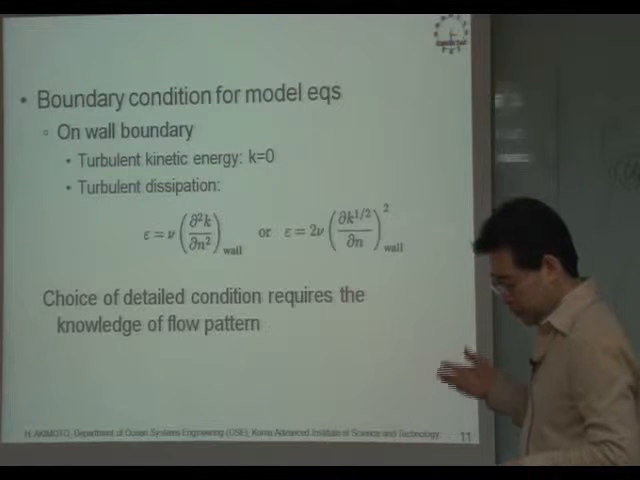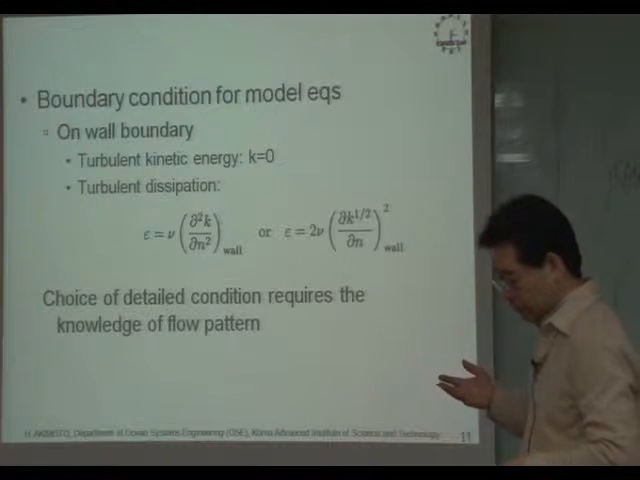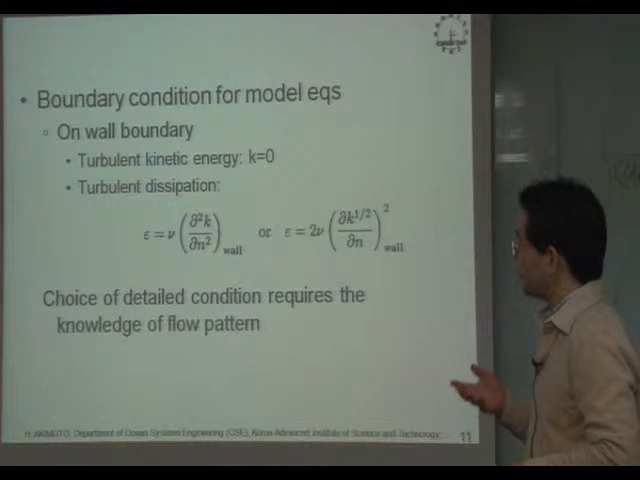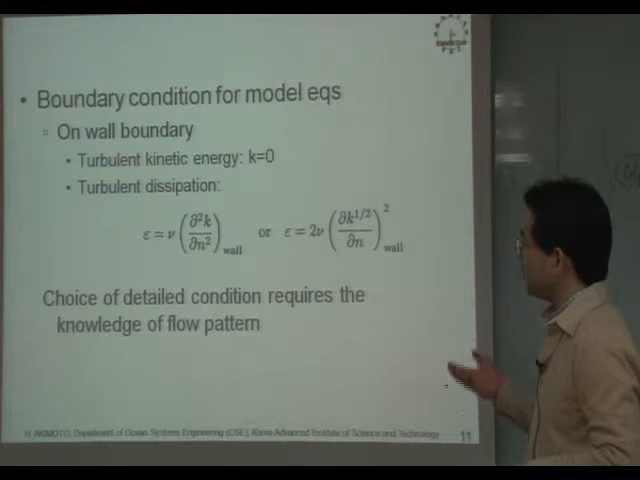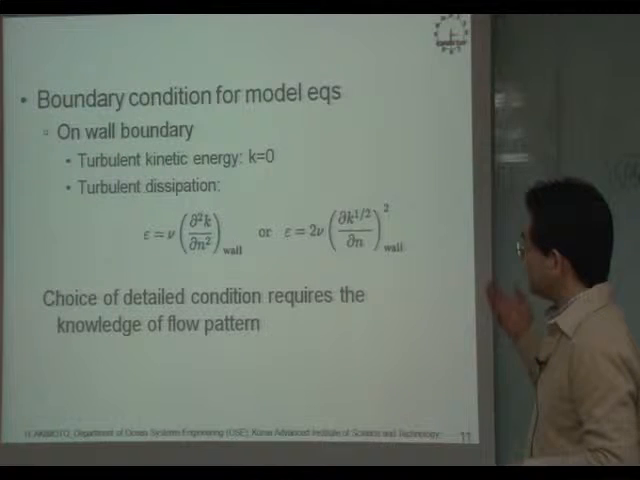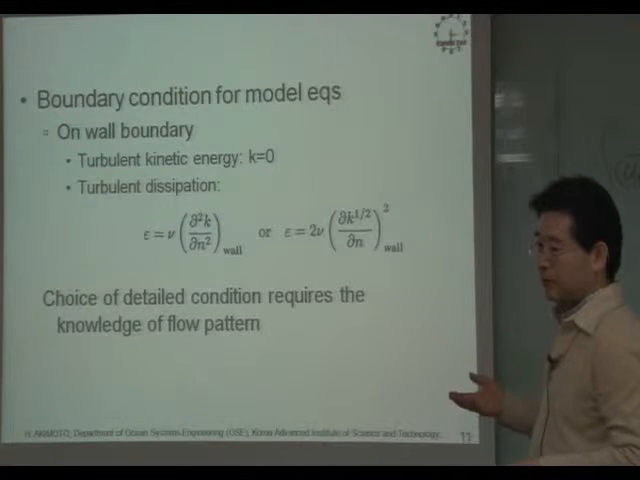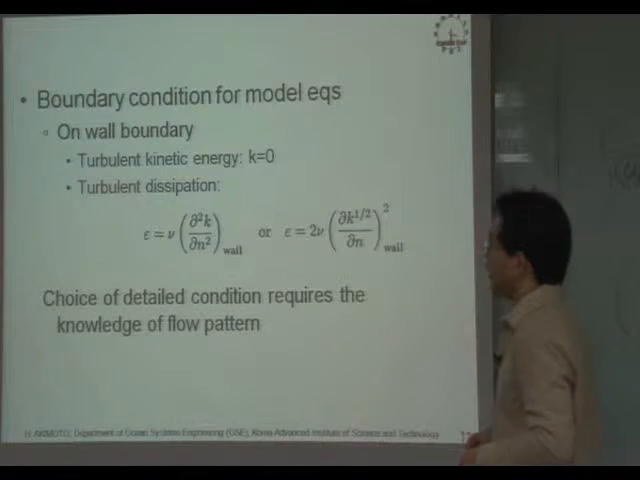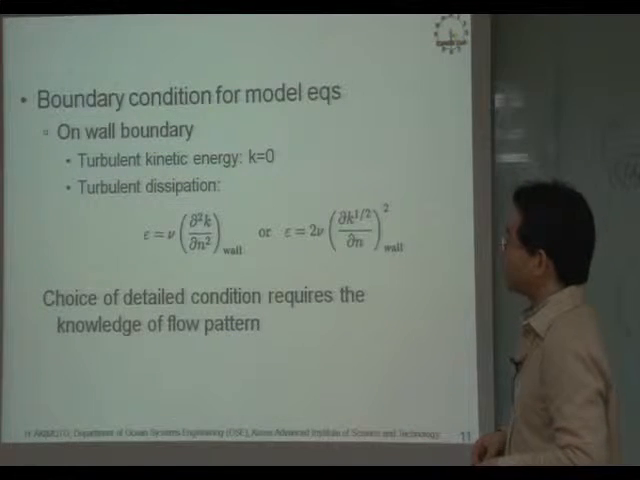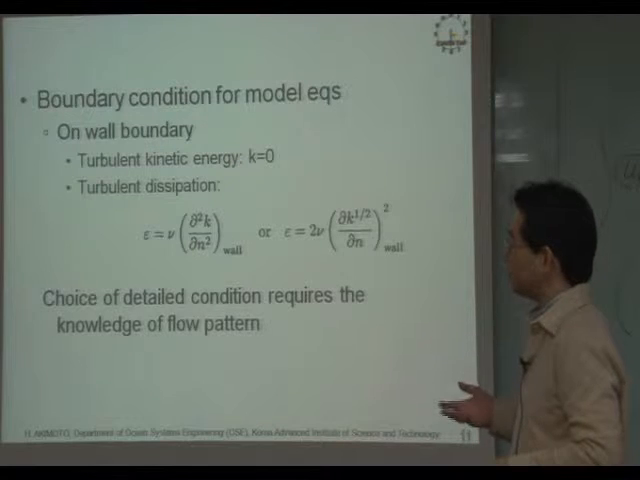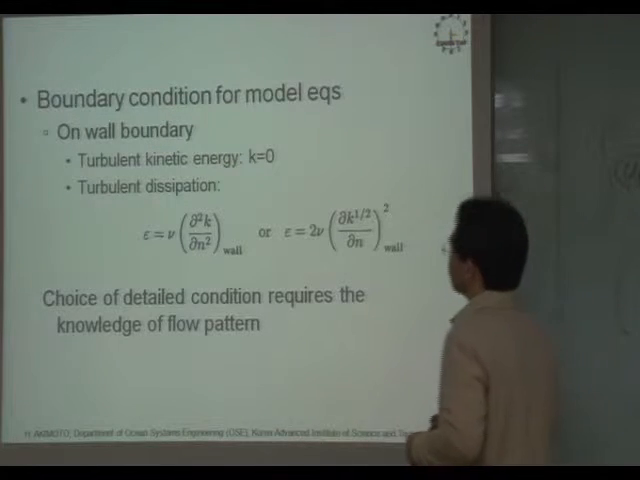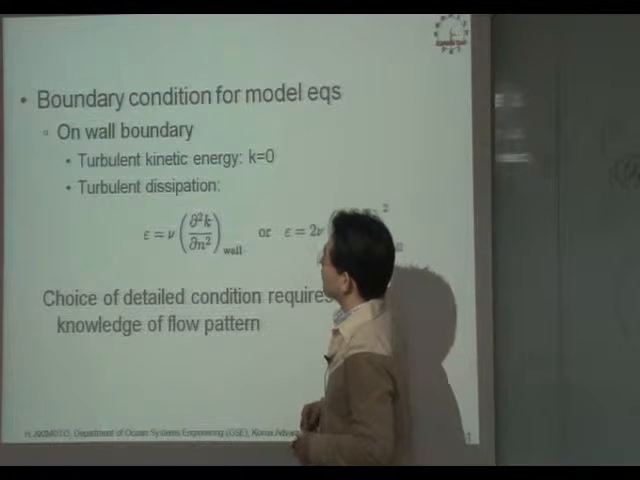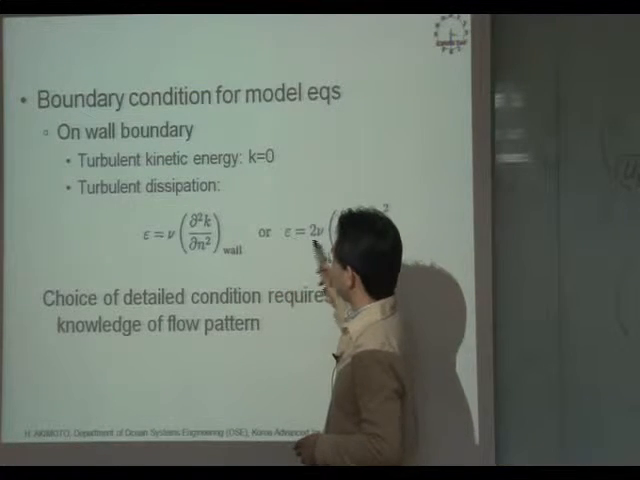Now we have two additional flow quantities. So we have to solve u, v, w, p, and k and epsilon. So if it is a three-dimensional flow, we have to solve five flow components. And also we have to set the boundary conditions of epsilon and k.